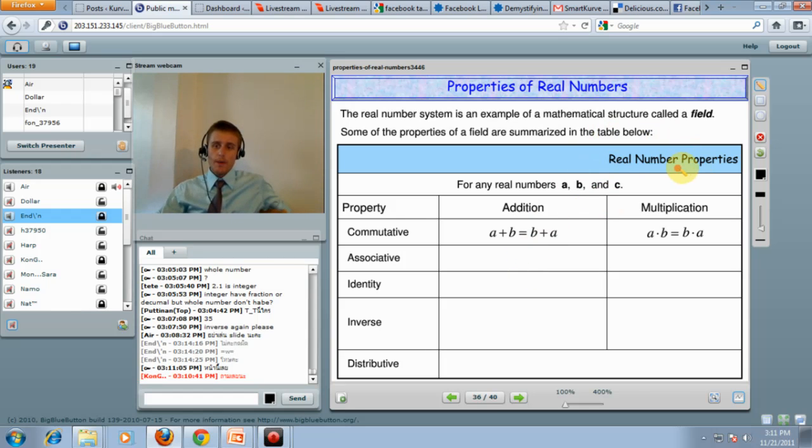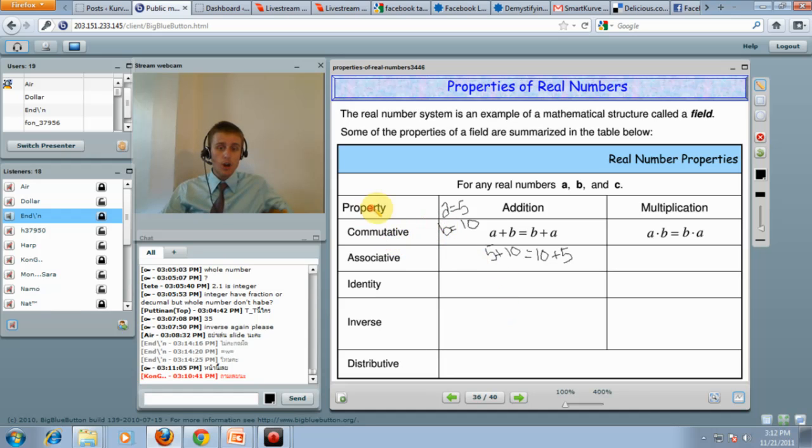Okay. We're going to go back over real number properties. Addition and multiplication. These are the 5 different properties. And this is an equation for the property. So for commutative, all it says is that A plus B equals B plus A. If you change around the order, it will not change the answer. If A equals 5 and B equals 10, we have 5 plus 10 is the same as 10 plus 5.